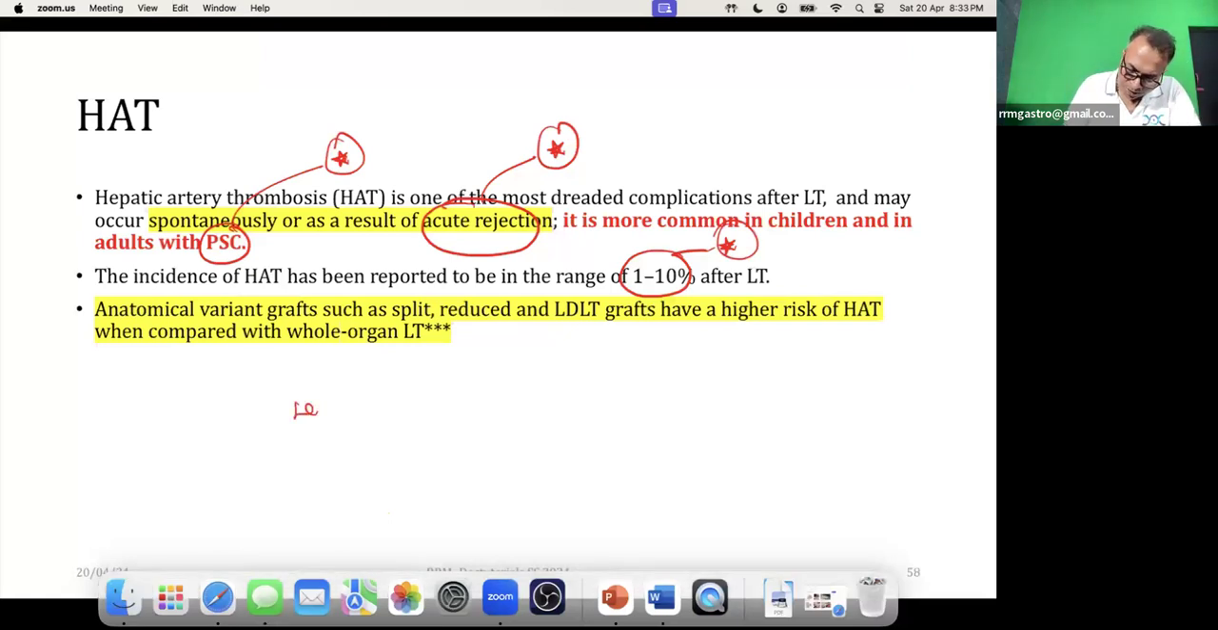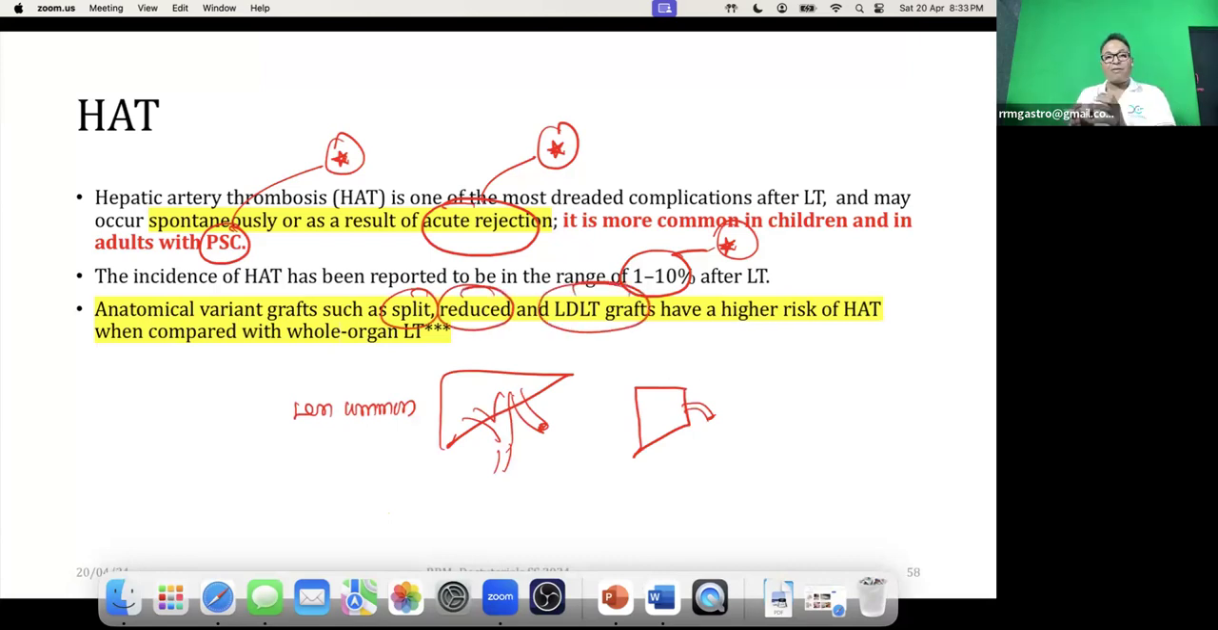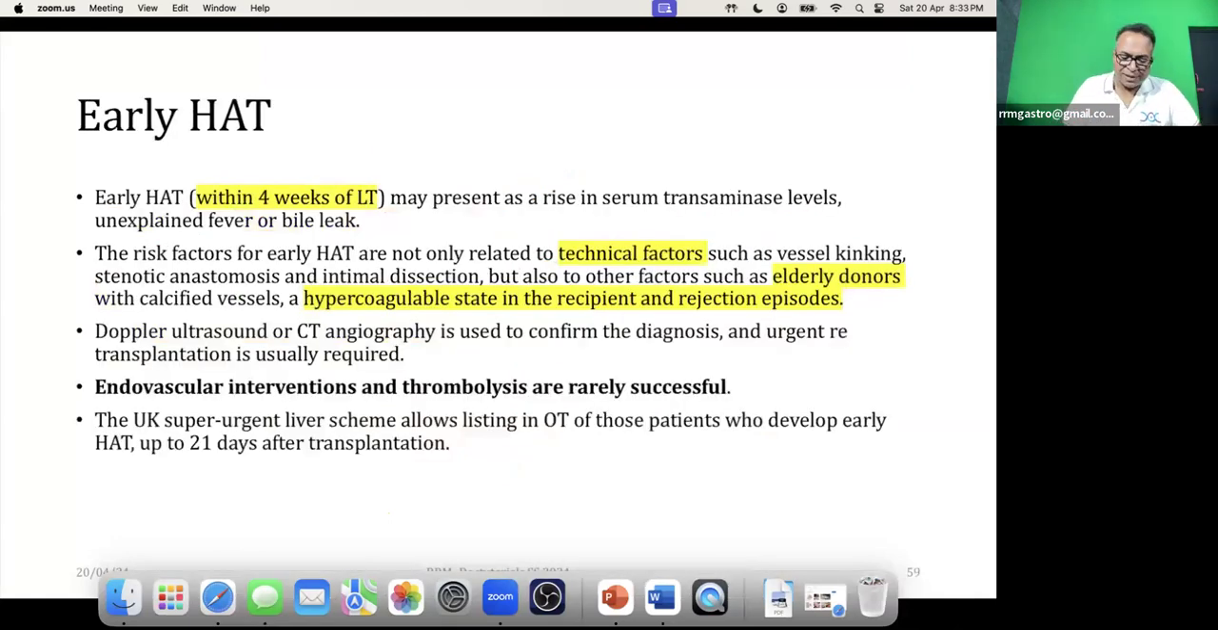This is less common in whole organ liver transplant. In whole liver transplant, the artery will be very big and we have done a simple anastomosis. Whereas in split liver transplants and in live donor transplant, the artery will be small. Therefore, reduced liver, split liver, live donor have high risk of hepatic artery thrombosis. So whole organ has less risk of hepatic artery thrombosis. Split organs have more risk of hepatic artery thrombosis. And this happens within 4 weeks.